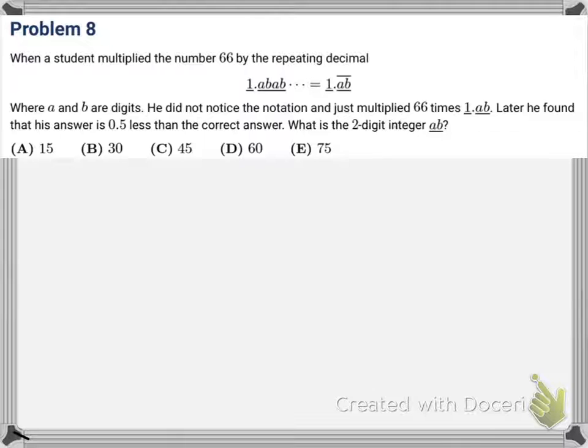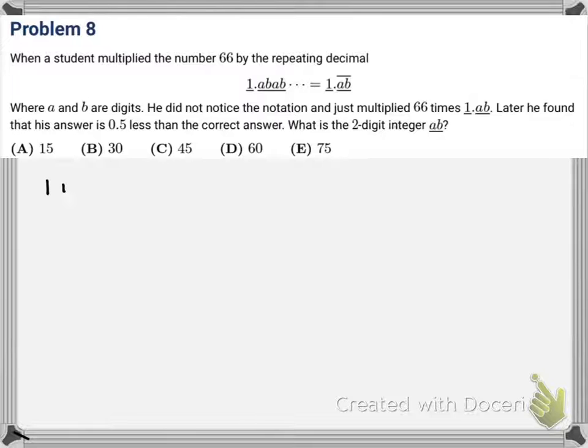For our next problem, we can use some common facts about terminating and repeating decimals. So when a student multiplies the number 66 by 1.AB repeating, he doesn't notice the notation. He just multiplies 1.AB. So without the repetition, he just multiplies that terminating decimal. And then he finds out that his answer is 0.5 less than the actual answer.